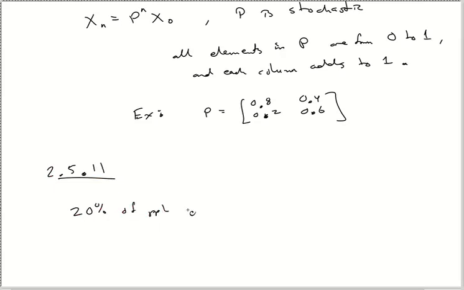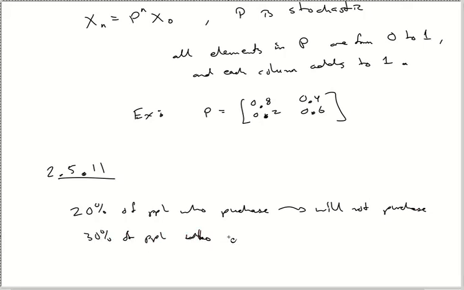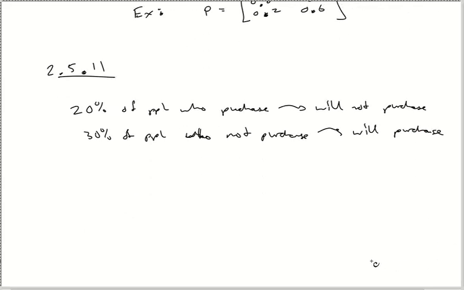20% of people who purchase in this month will not purchase the next month. Okay? 30% of people, terrible handwriting, who did not purchase this month, they will purchase the next month. Okay. Whew. Whatever that means. There's 1,000 people total, and 100 purchased this first month. Go!